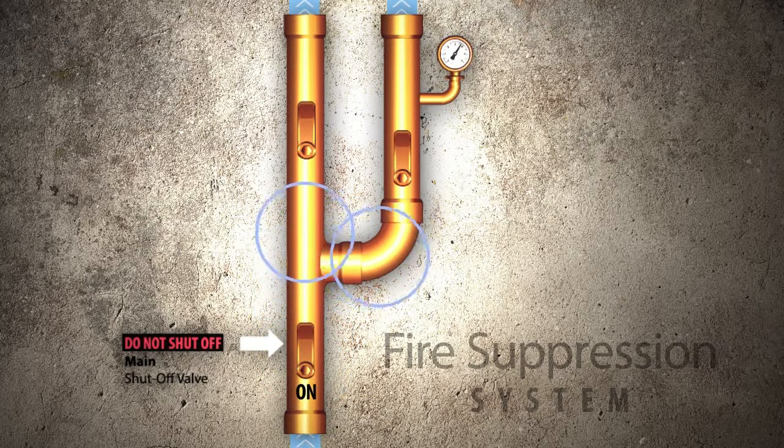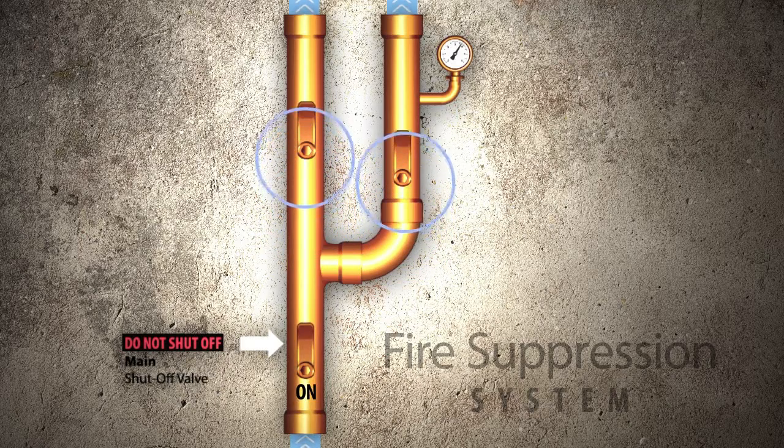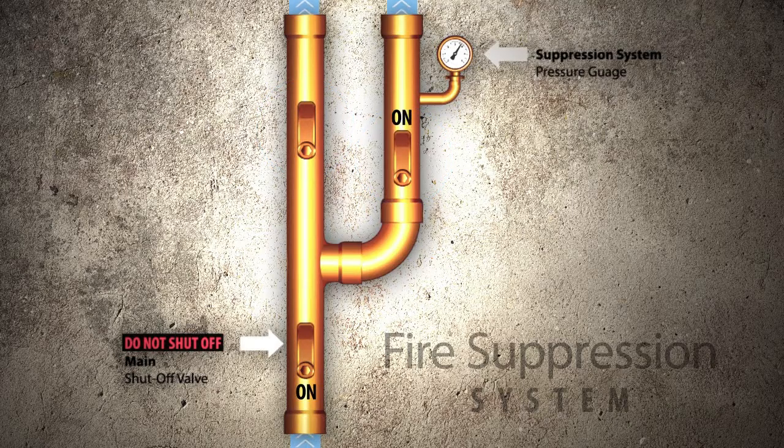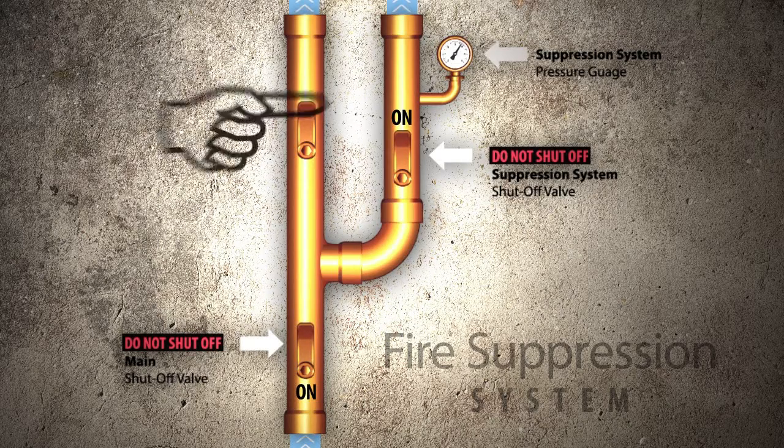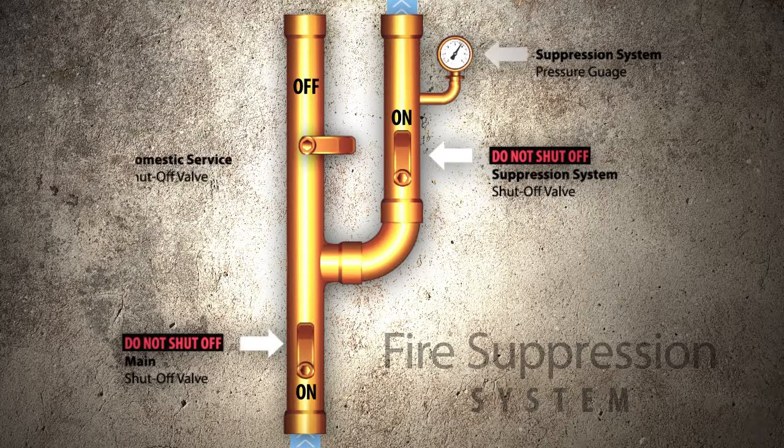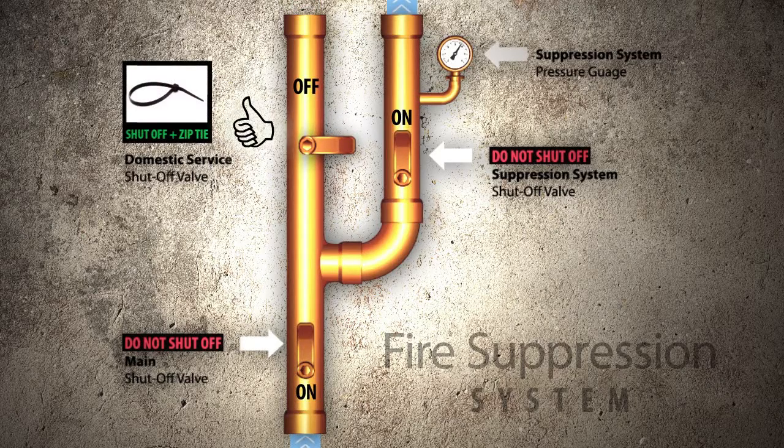Next, follow the pipeline and you will notice that it branches off into 2 pipes with 2 independent shutoff valves. The valve with the pressure gauge near it will also stay in the on position, as this is the one that feeds the fire suppression. The other shutoff valve should be put into the off position and zip tied, as this is the one that feeds the domestic system of the property.